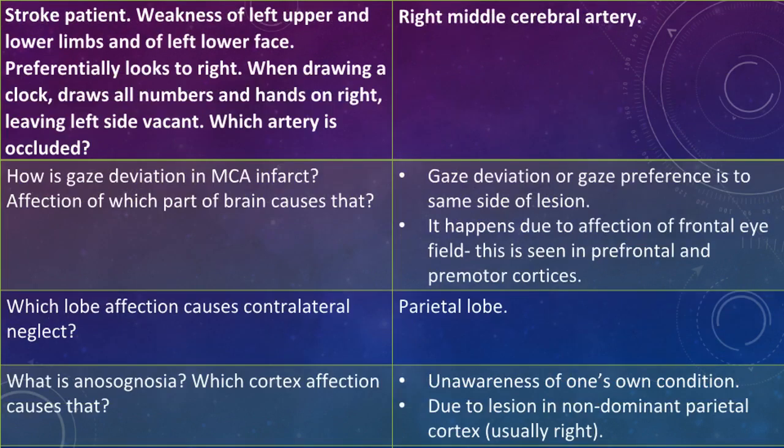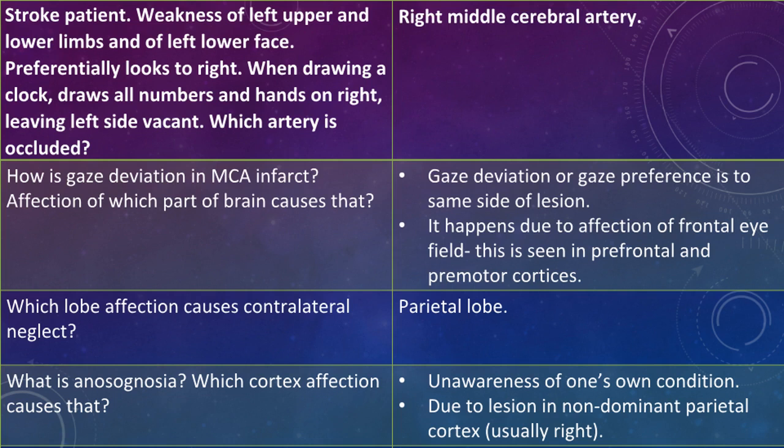Stroke patient. Weakness of left upper and lower limbs and of left lower face. Preferentially looks to right. When drawing a clock, draws all numbers and hands on right, leaving left side vacant. Which artery is occluded? Right middle cerebral artery. How is gaze deviation in MCA infarction? Affection of which part of brain causes that? Gaze deviation or gaze preference is to same side of lesion.